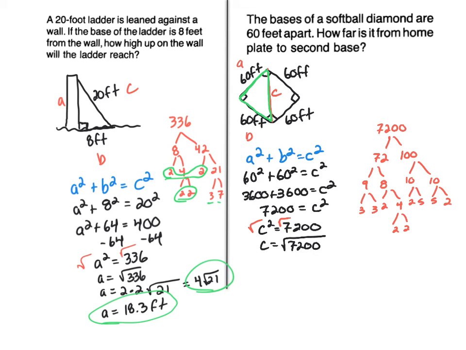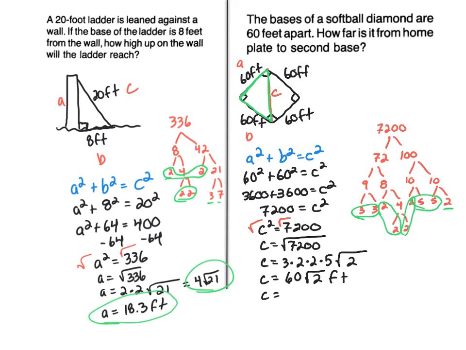Now we just start matching up the pairs. I have a pair of 3s, a pair of 2s, another pair of 2s, a pair of 5s, and then I have this 2 left over. So my radical, the pairs move to the outside, so I have 3 times 2 times 2 times 5, and then I have that single 2 left over, so square root of 2. So we have C is equal to 3 times 2 is 6, 2 times 5 is 10, 6 times 10 is 60 square roots of 2 feet.